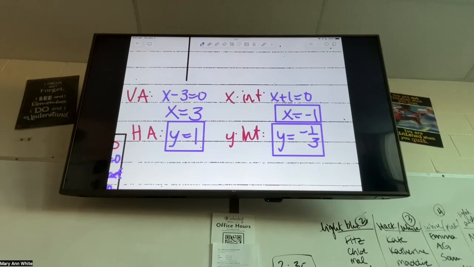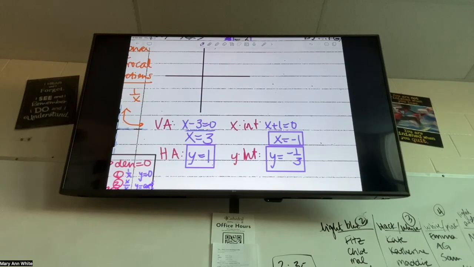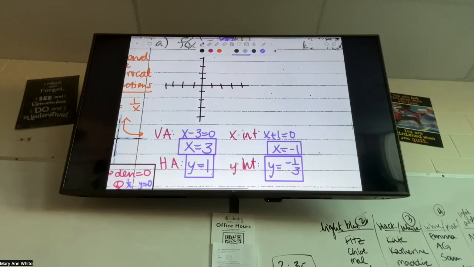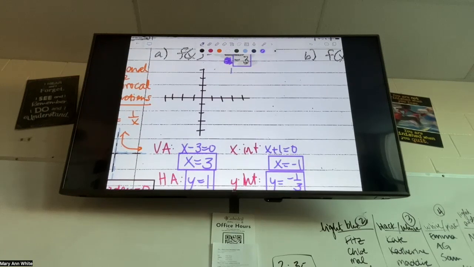Once we have these 4 pieces of information, we're going to go graph them. So I'm going to come up to my graph up here. I like to graph my asymptotes first. So let me give myself some little guidelines. I'm going to graph my vertical asymptote at 3, and my horizontal asymptote at 1.